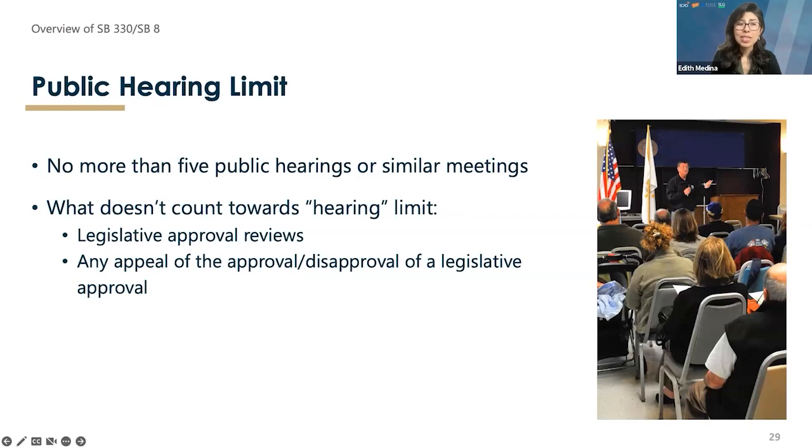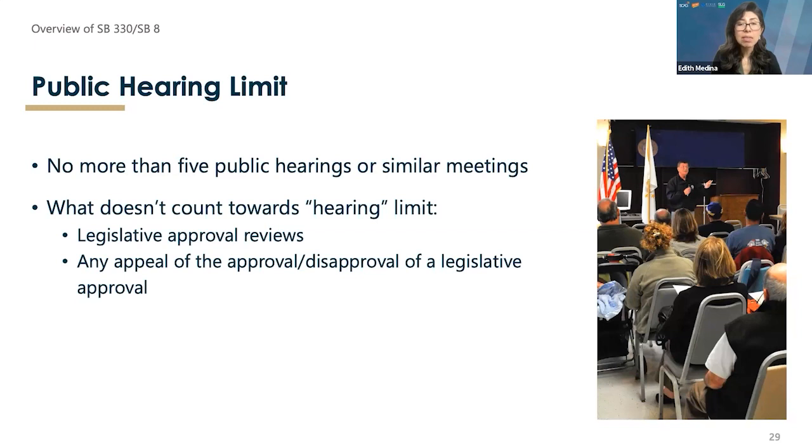SB 330 projects do have public hearing limits, and you can only have up to 5 public hearings or similar meetings. On this slide, I'm going to talk about what counts towards a hearing limit, and what doesn't. What counts is any public hearing, a workshop, or similar meeting held by the city, county, board, commission, council, agency, planning department, or any other committees.